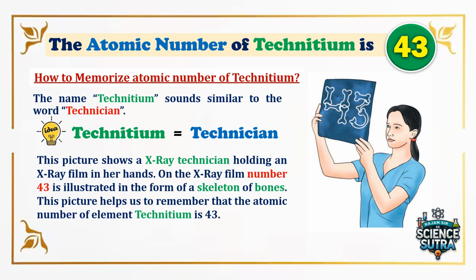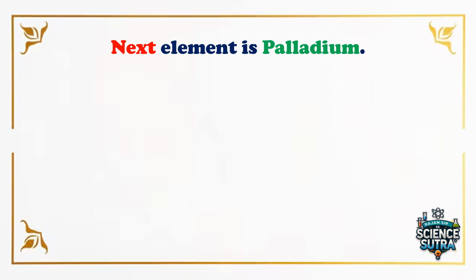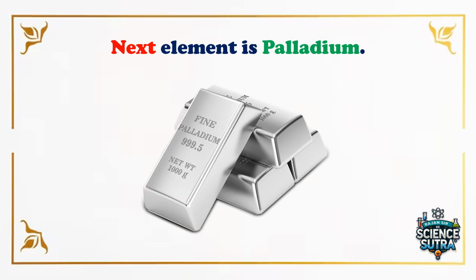This picture shows an X-ray technician holding an X-ray film in her hands. On the X-ray film, number 43 is illustrated in the form of a skeleton of bones. This picture helps us to remember that the atomic number of the element technetium is 43. I think you must have understood. So the atomic number of technetium is 43. Okay. Now the next element is palladium.